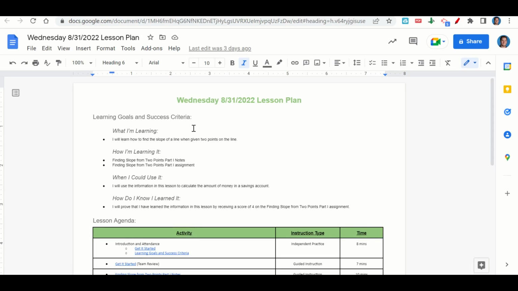First, what are we learning? We're learning how to find the slope of a line when given 2 points on the line. How are we learning it? From the finding slope from 2 points part 1 notes and finding slope from 2 points part 1 assignment. When can we use this information? To calculate the amount of money in a savings account. How do we know we learned it? By getting a score of 4 on the finding slope from 2 points part 1 assignment.